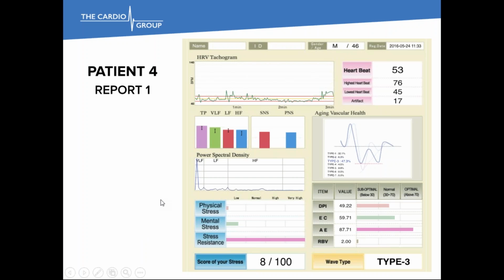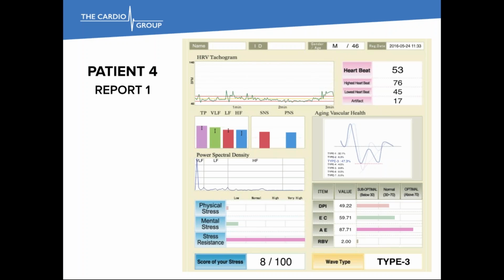Next, we have a 46-year-old male. He's predominantly type 3 and has a bit of a smattering, of course, up to type 1 there. His eccentric contraction and arterial elasticity look pretty good. Because of his high elasticity, the residual blood volume appears to be quite low.